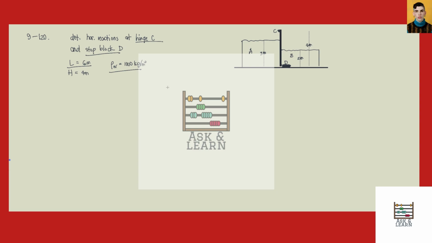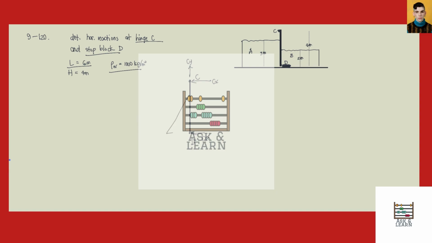So first, let's draw the free body diagram of the tide gate. Let's call this our point C, our point D, and we have the y component of C and an x component, and these are the reactions and the reaction of the stop block. Let's call it Dx.